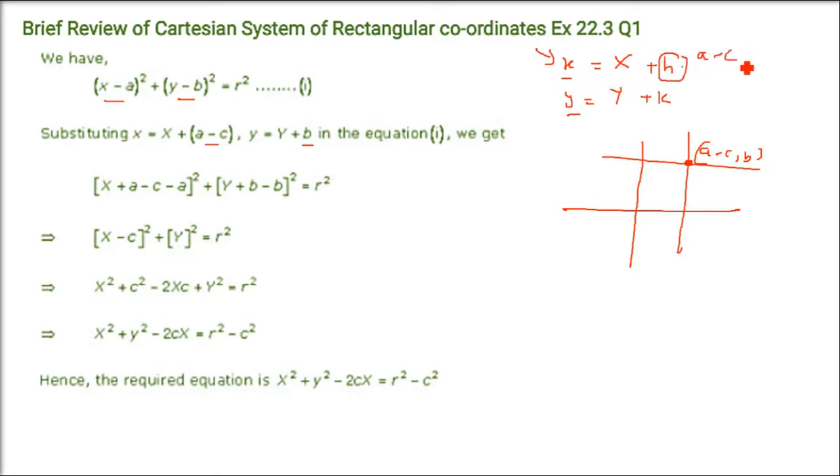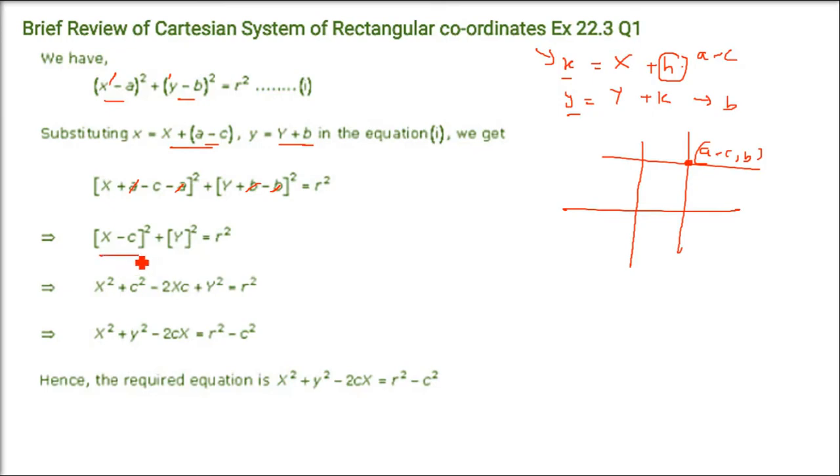Now here h is a minus c and k is b. You are going to put h as a minus c and k as b. So in place of small x, you put capital X plus a minus c. In place of small y, you are going to put capital Y plus b. So these two values you are going to put, and a gets cancelled, b gets cancelled, and this is (X minus c) whole square.